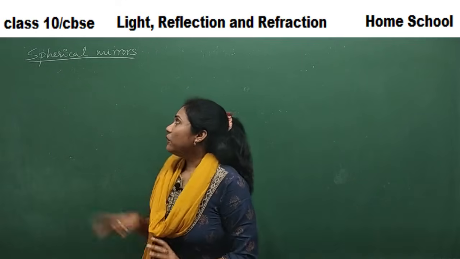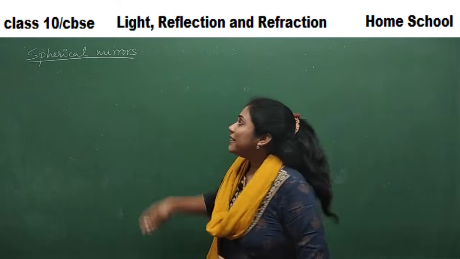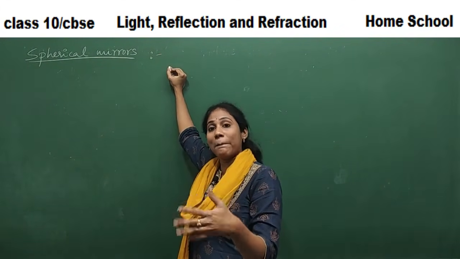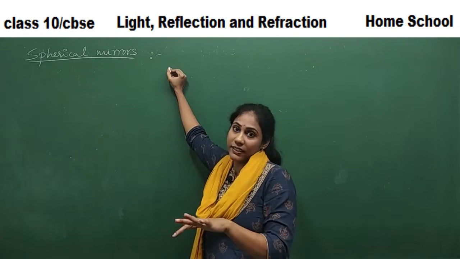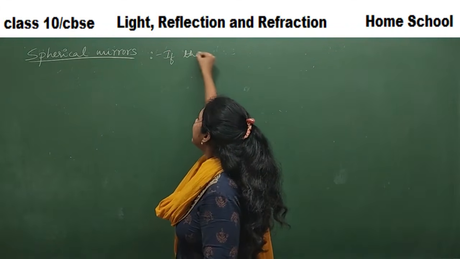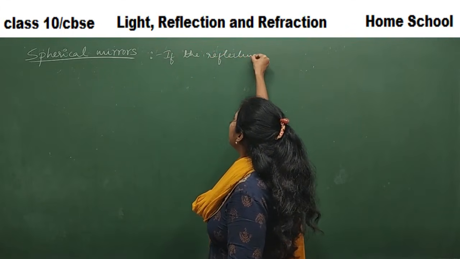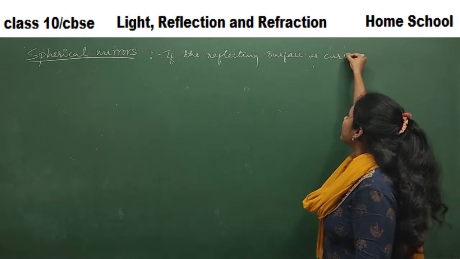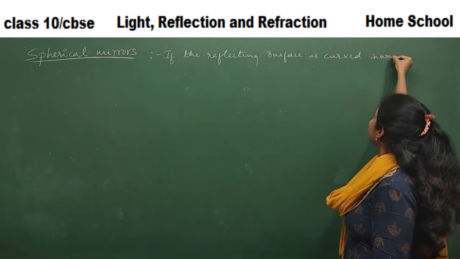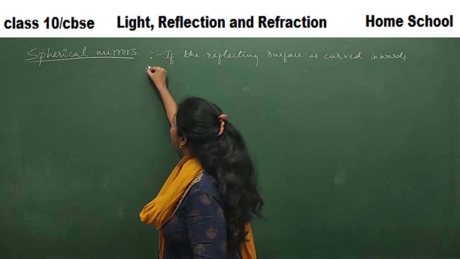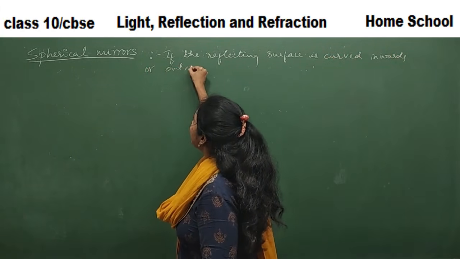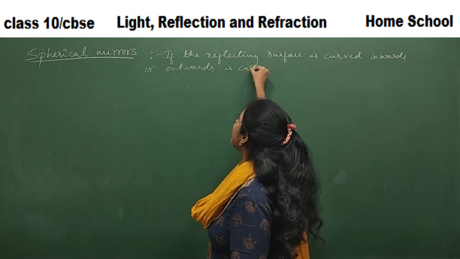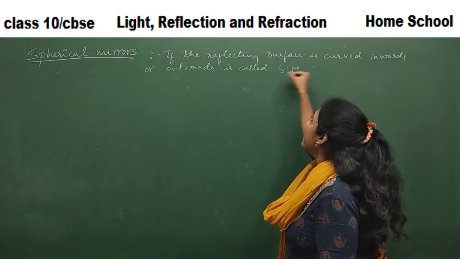Clear? What are spherical mirrors? Spherical mirrors are nothing but mirrors whose reflecting surfaces are bent inwards or outwards. You can note down the definition: if the reflecting surface is curved inwards or outwards, it is called a spherical mirror.